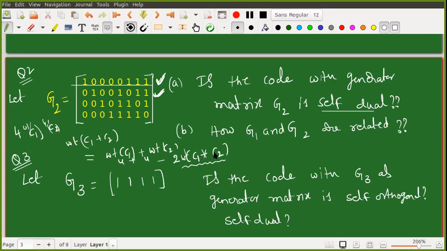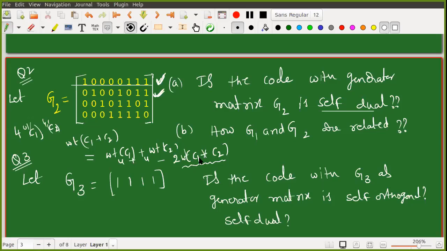Then what is the Hadamard product? Component-wise multiply, then the weight. What about the weight of that one? It will be 0, because when I am multiplying and adding, these are orthogonal. So this is 0, okay.